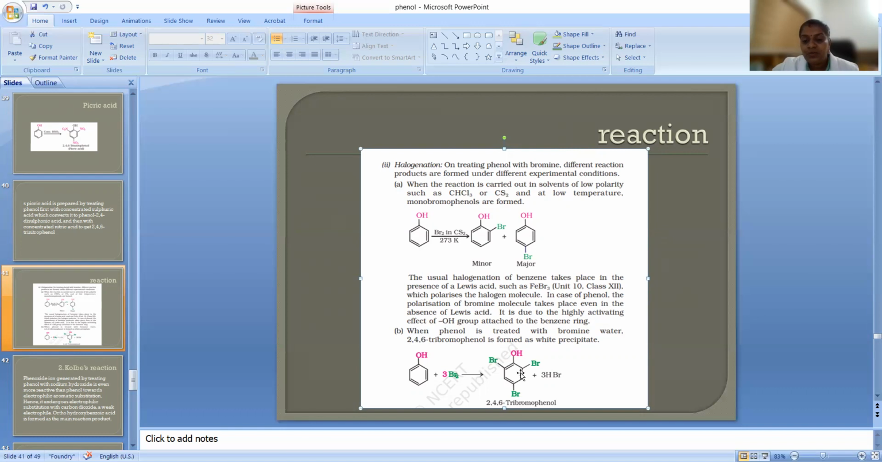So when phenol is treated with bromine water, what will happen? Just like in picric acid, bromine substitutes at all the ortho positions and the para position. This is actually a precipitate. We will get it in the form of a white precipitate.